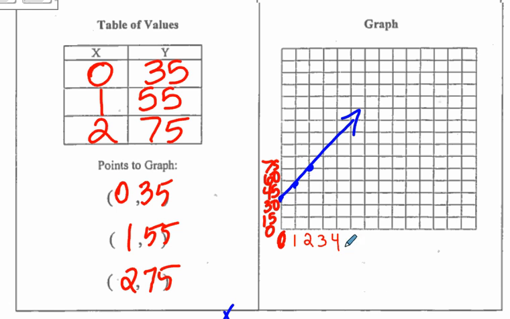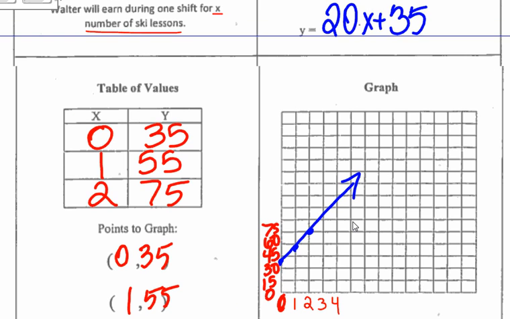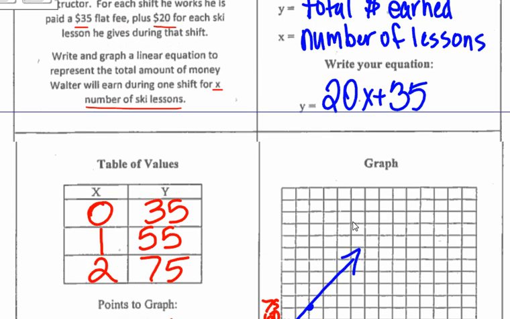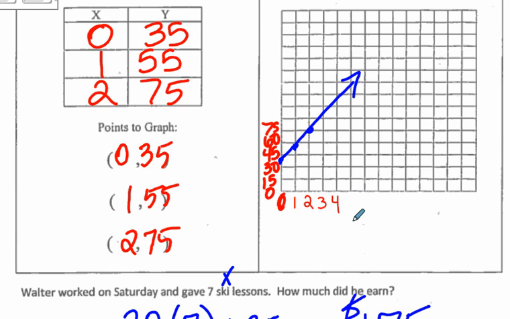I went ahead and I numbered these by ones, and I numbered these by 15s because they got kind of big. And then if we want to label that, our x is our number of lessons. So that's important. And our y, well, that's our total money that he's going to earn for the day.